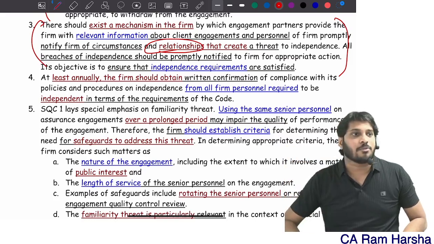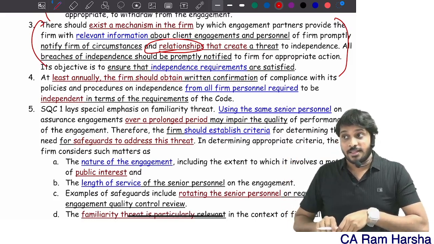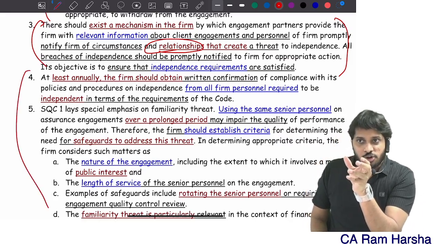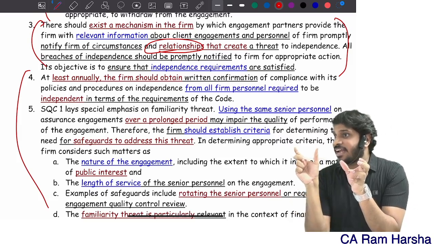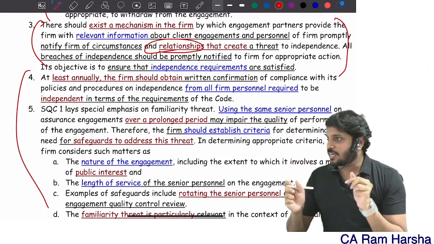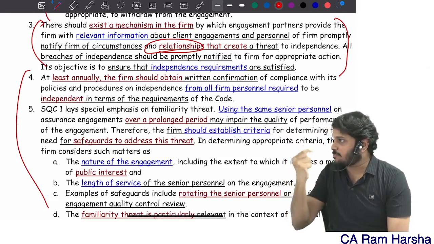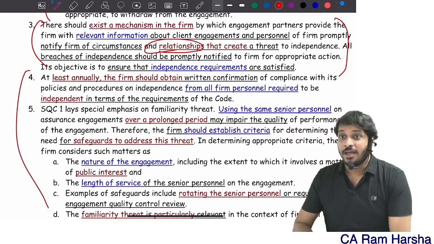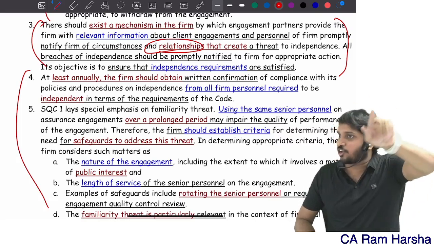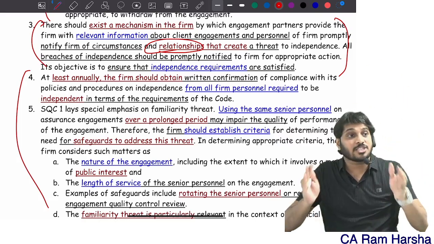Then the other partner will confirm. Are you getting it? That's why the quality control standard says the persons with quality control responsibilities and the persons with managerial responsibilities must be different. Managerial responsibility means what? Should I accept a client or not? That's a managerial responsibility of the partner. Whether the client is accepted in line with the quality control policy or not, the quality control partner has to check. So there must be a difference.